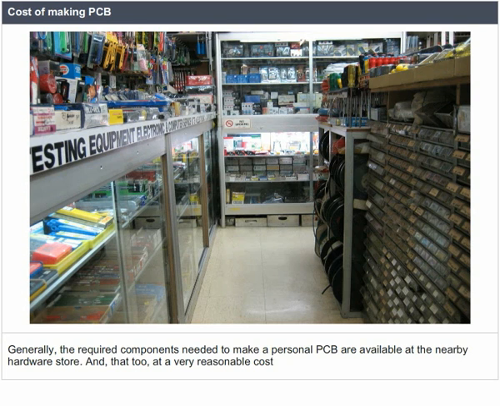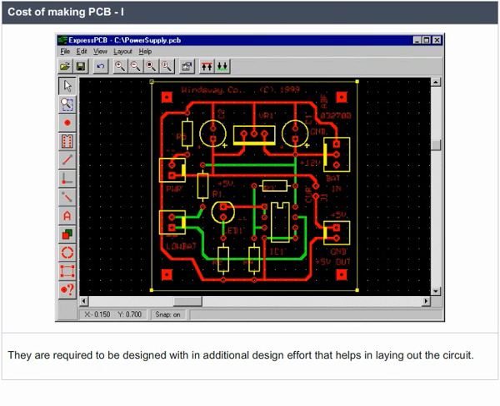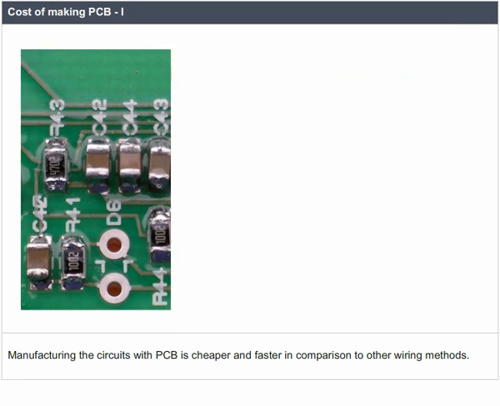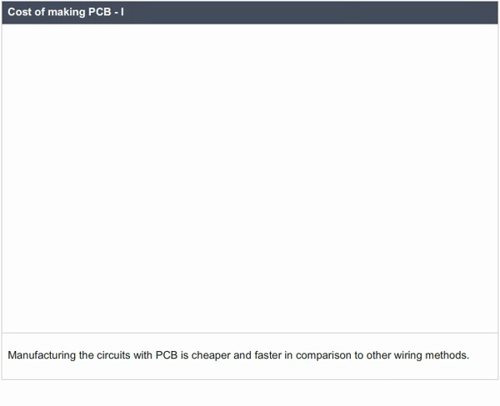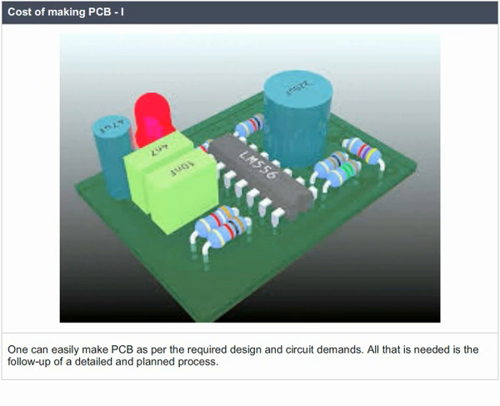PCBs are commonly used in all but the simplest electronic products. They are required to be designed with an additional design effort that helps in laying out the circuit. Manufacturing the circuits with PCB is cheaper and faster in comparison to other wiring methods. One can easily make PCB as per the required design and circuit demands. All that is needed is the follow-up of a detailed and planned process.